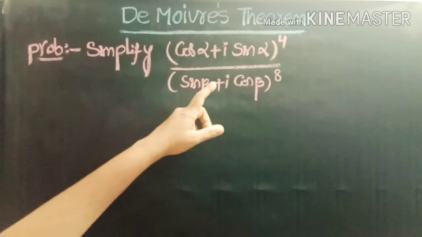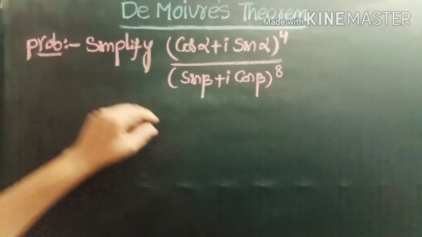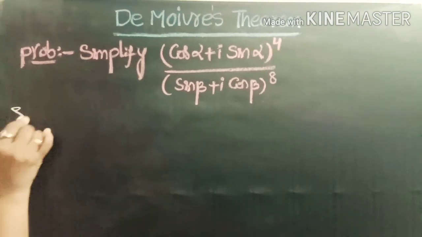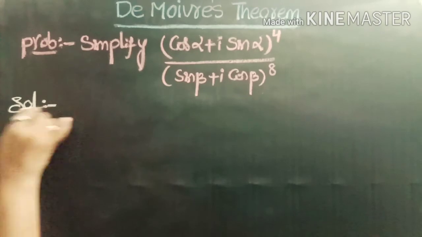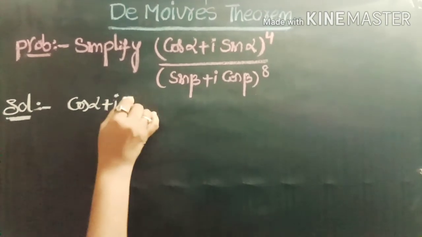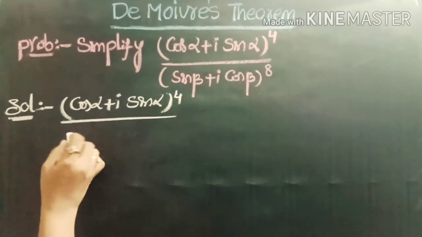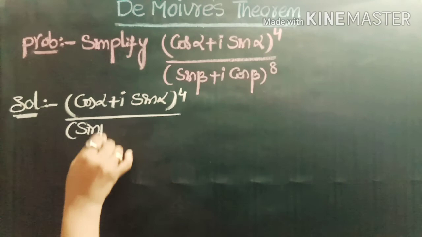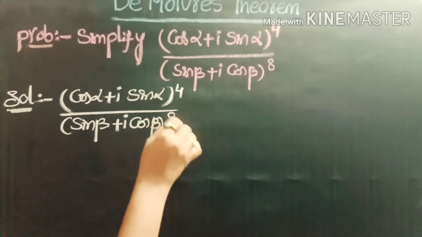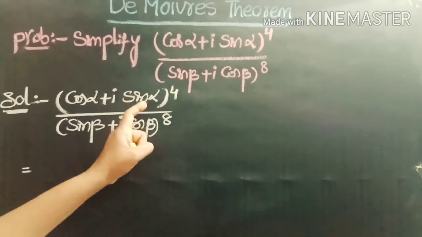Simplify (cos alpha + i sin alpha)^4 by (sin beta + i cos beta)^8. Now simplify the given term. First we are writing the given term here. This is (cos alpha + i sin alpha)^4 whole by (sin beta + i cos beta)^8, and this is equal to, now cos alpha + i sin alpha is nothing but cis alpha.